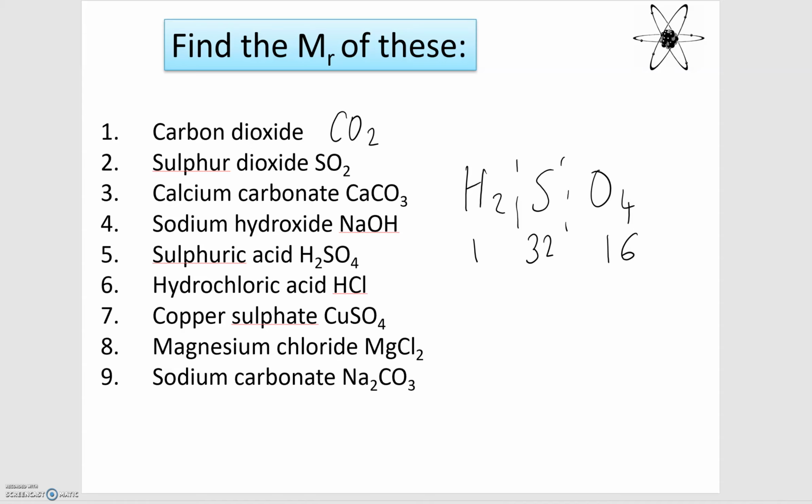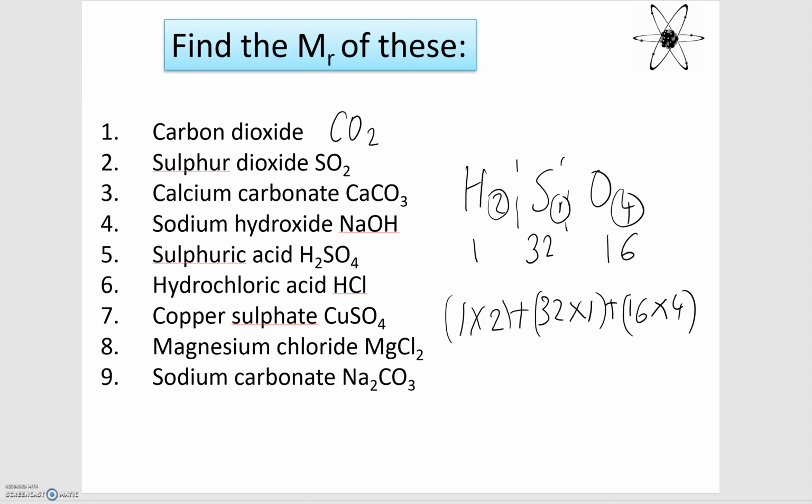What you then need to do is multiply this number with the number on the bottom. If there is no number on the bottom, we can put 1. So we need to do 1 times 2 plus 32 times 1 plus 16 times 4. If you add these together, you should then get your final answer for sulfuric acid. So let's put them all in brackets: 2 plus 32 plus 16 times 4. That gives me 98. So the answer is 98.